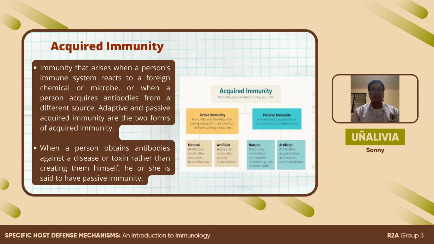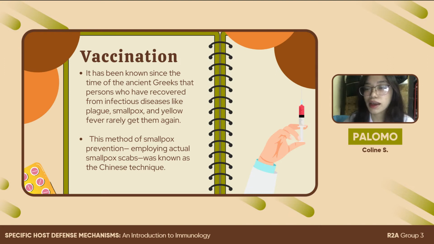So it's like the vaccination for COVID-19 nowadays. Now, the body responds with an immune response that can help prevent subsequent infections with the microbe. When a person obtains antibodies against a disease or toxin, rather than creating them themselves, he or she is said to have passive immunity.